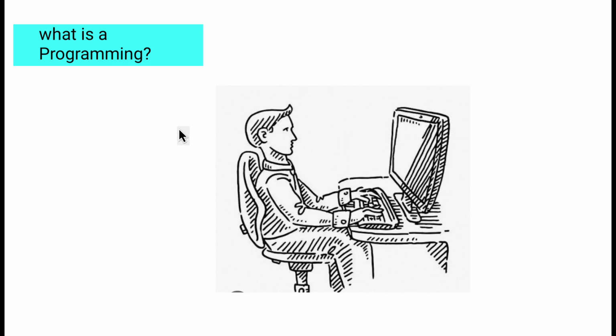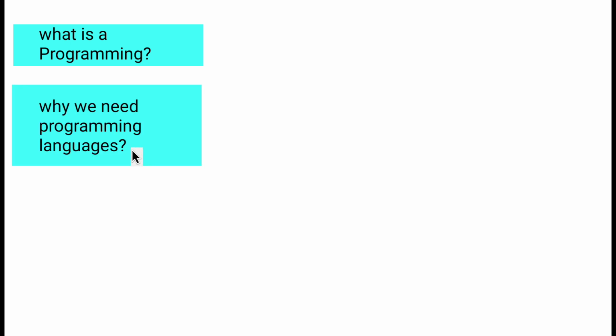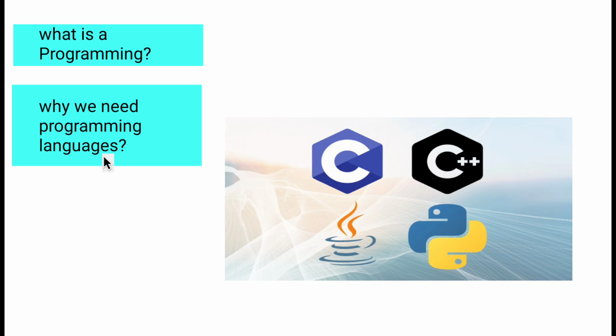When we give instructions to a computer, we call these instructions a program. For the computer to understand these instructions, we need a programming language. Python, C, C++, and Java are some examples of programming languages.